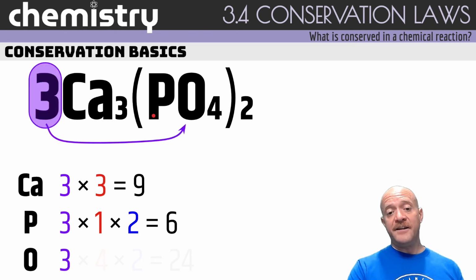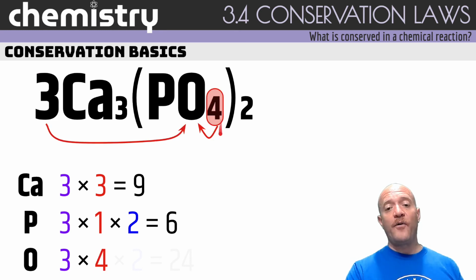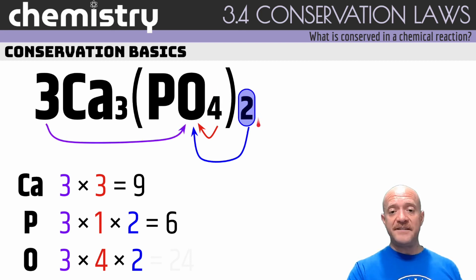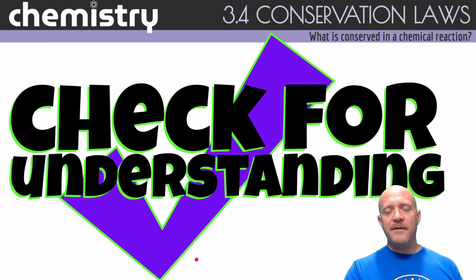Now with the oxygen, again, we got this 3 at the beginning. So that again refers to everything behind it. We have this little 4 behind the oxygen. And then we have this 2 behind the parentheses. So 3 times 4 times 2 is 24. So this is the quantity of each one. We have 9 calciums, 6 phosphorus, and 24 oxygens. I would like you to respond to this check for understanding.